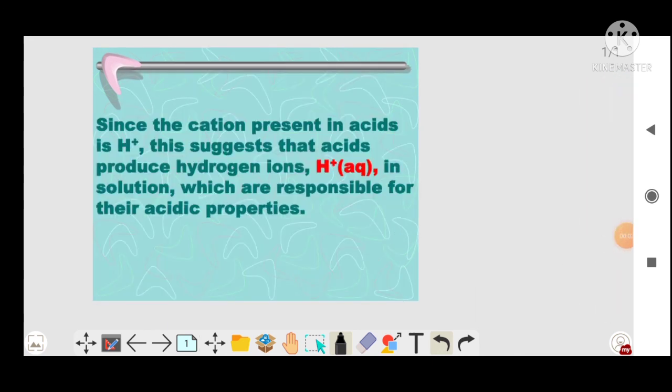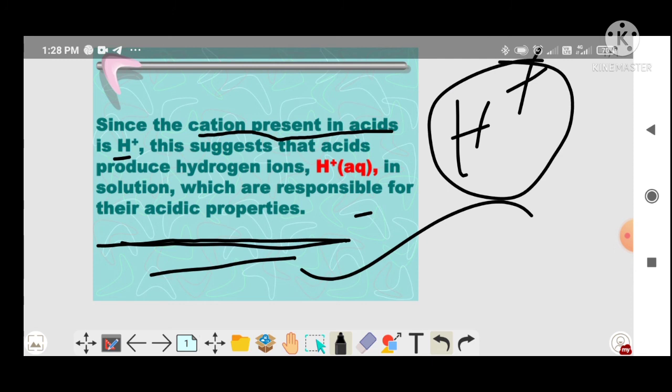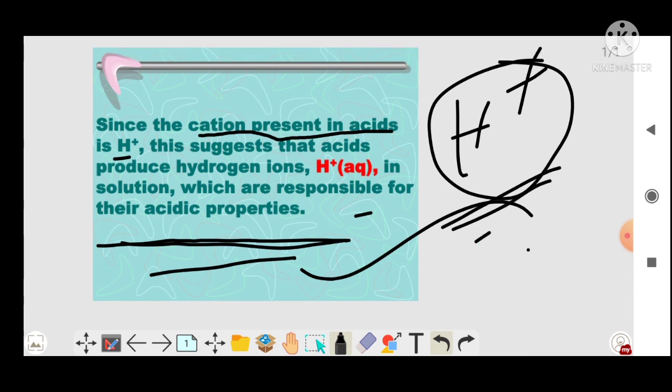So what I explained in the previous slide is described here. Since the cation present in the acid is H plus, this suggests that acids produce hydrogen ions in solution, which are responsible for their acidic properties. H plus ion is responsible for acidic property.